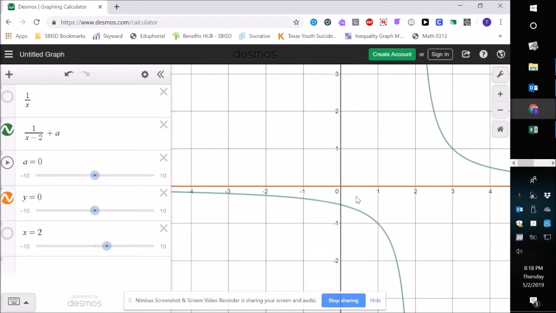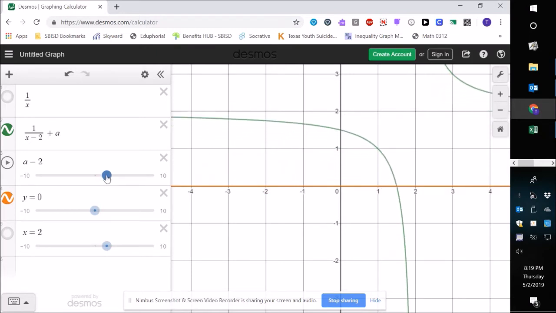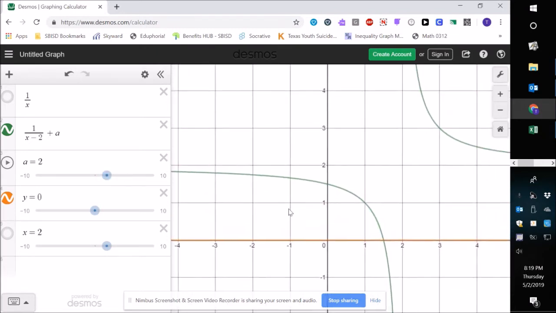Now, we want to see how it's connected to its transformation. So going back to the green graph, 1 over x minus 2. Now, we're going to work with the plus a. So the plus a, if you see where it's added with a number or subtracted with a number, you're going to see the transformation. So I'm going to turn on my slider right here for my a. So instead of a was 0, if a was 2, like so, you see that it shifted 2 units up. So therefore, my new horizontal asymptote is going to be at y equals 2.